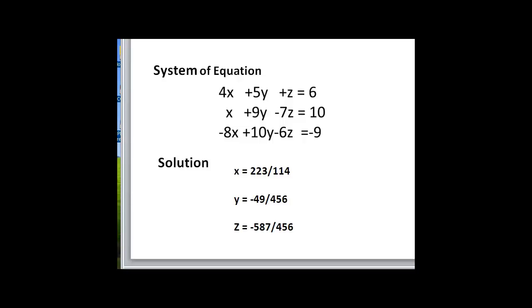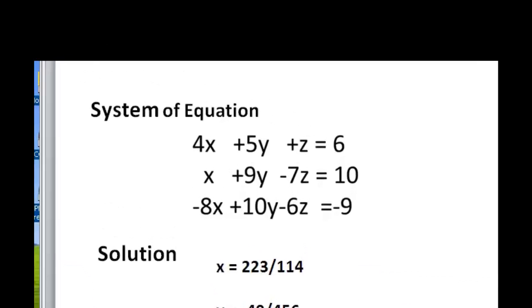The solution to the original system of equations: X is equal to 223 over 114. Y is equal to negative 49 over 456. And Z is equal to negative 587 over 456.